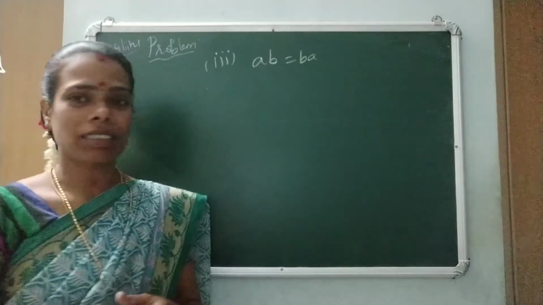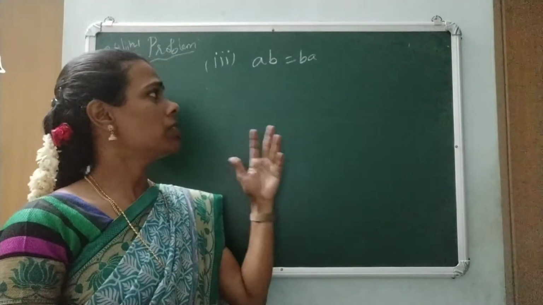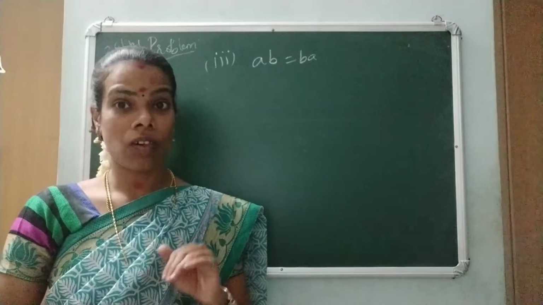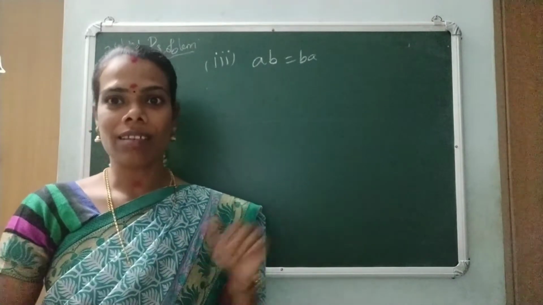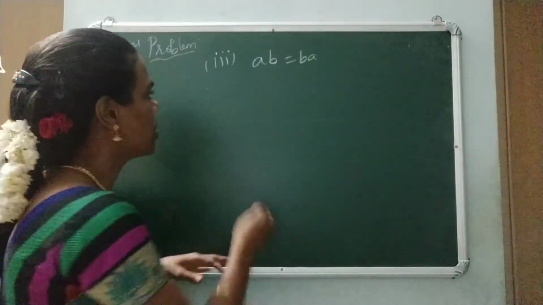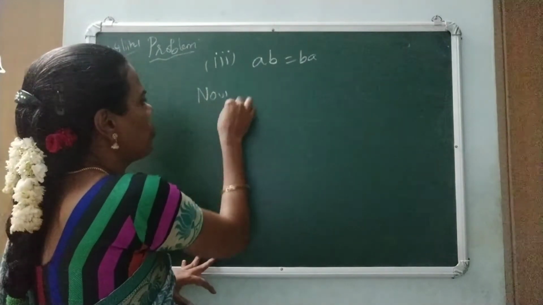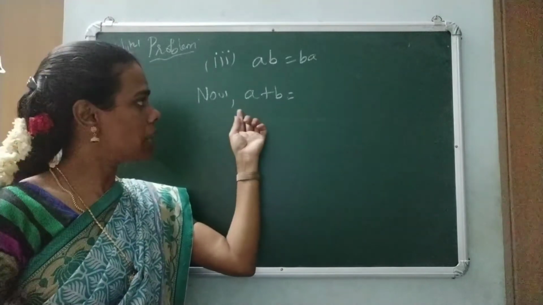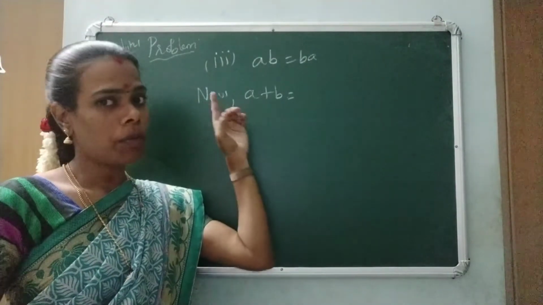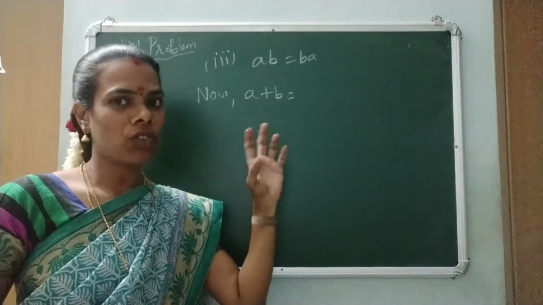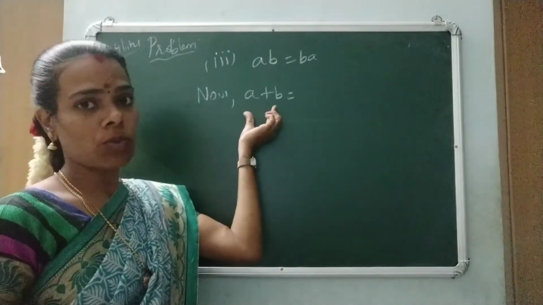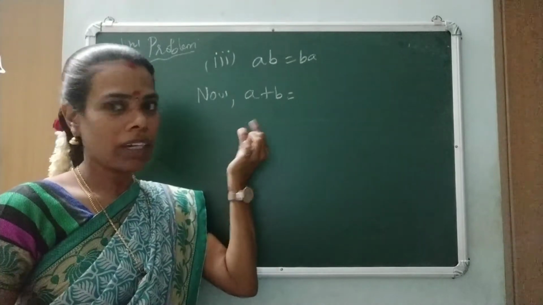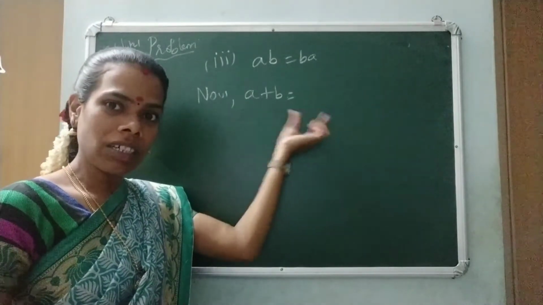See the third case. The third case we have to prove is AB equal to BA, right? So this is also very simple, and this is also like the first case. Okay, so before that I have to take now A plus B. So this A also belongs to R, B also belongs to R, satisfying what condition? A square equal to A. So you can write it as A equal to A square.